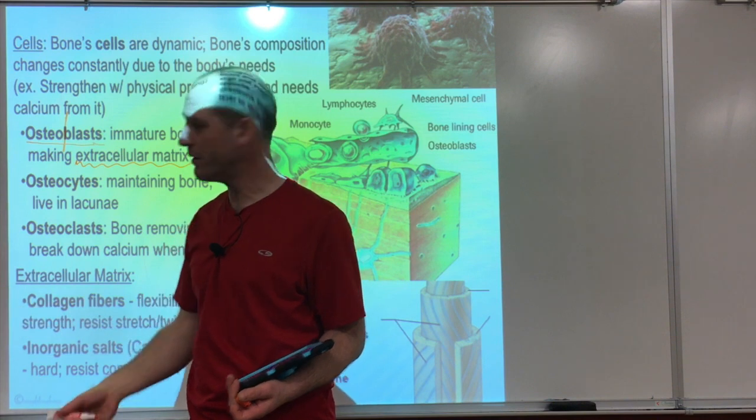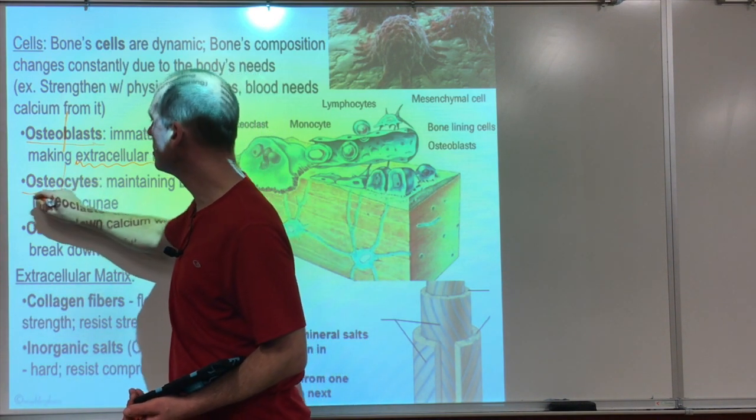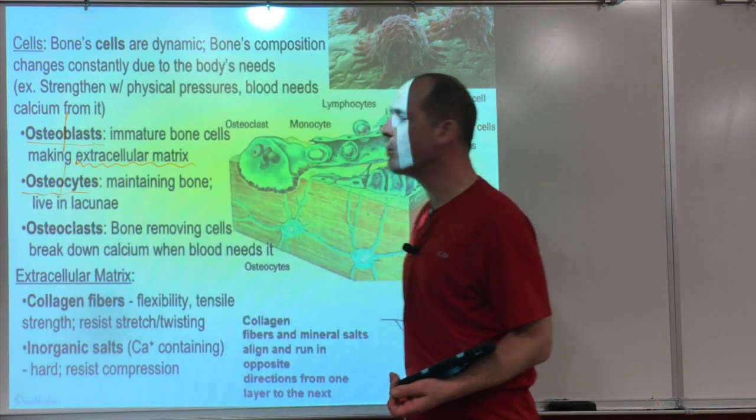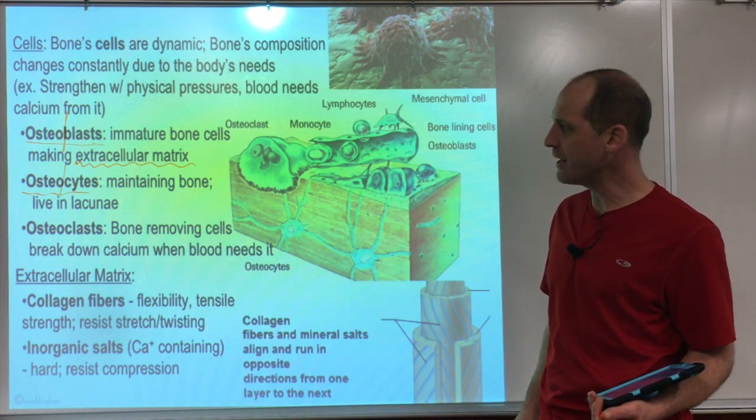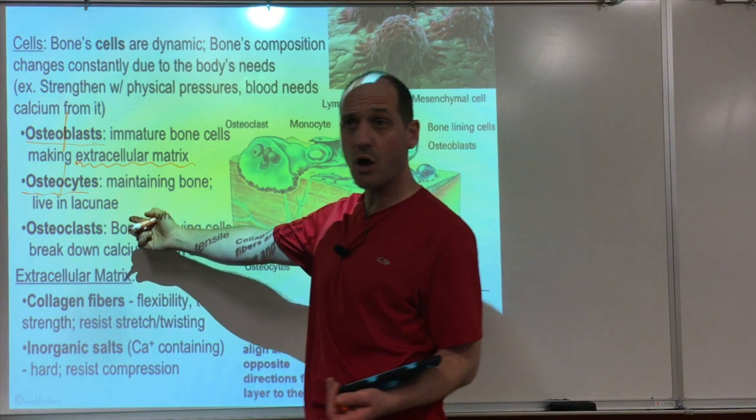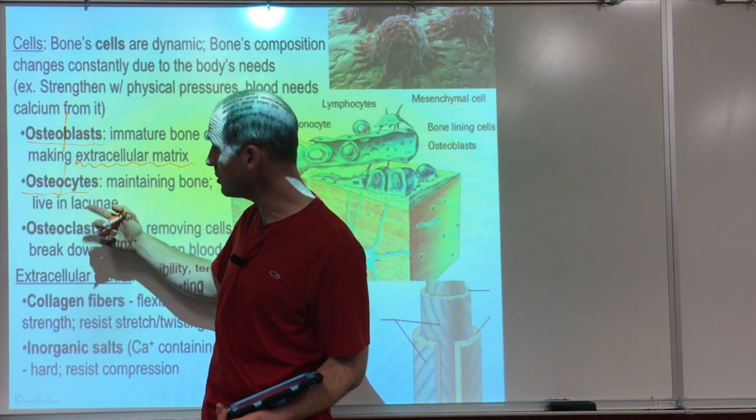They put it down. Osteocytes are mature bone cells. They maintain the bone that we have. They live in lacunae as well, like the other ones, the chondrocytes, like the cartilage cell.